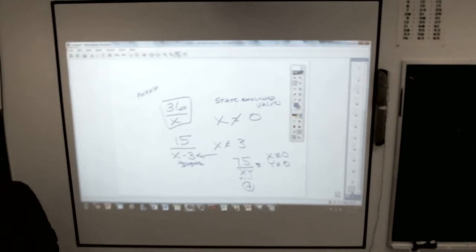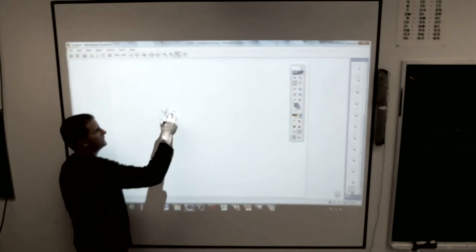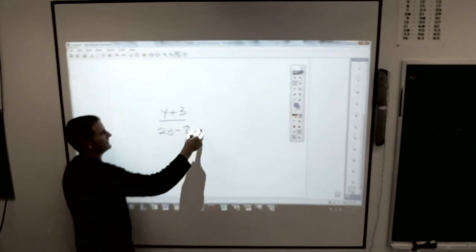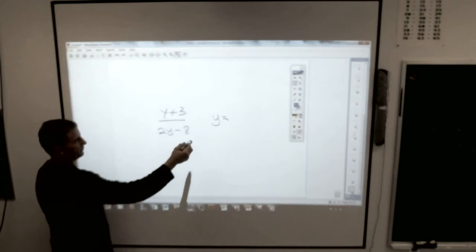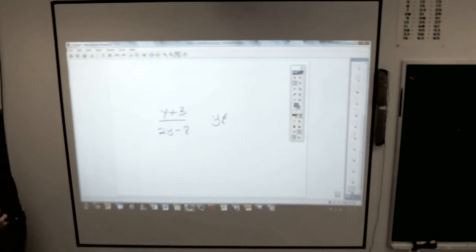Let's look at one right out of the book. How about this one? Y plus 3 over 2y minus 8. What is the excluded value that y could not be? By the way, we put it as y can't be. And how would I figure it out? Maddie Marco seems to have all the answers. Yes, Maddie? What can't y be?